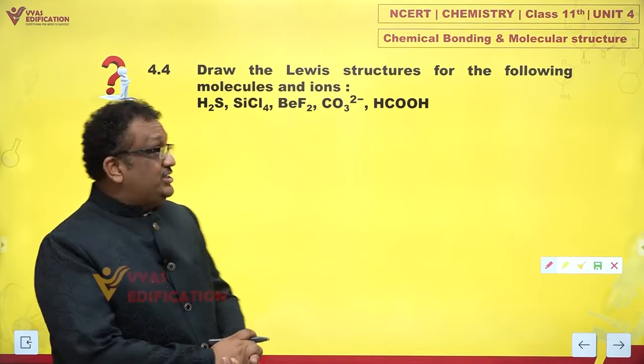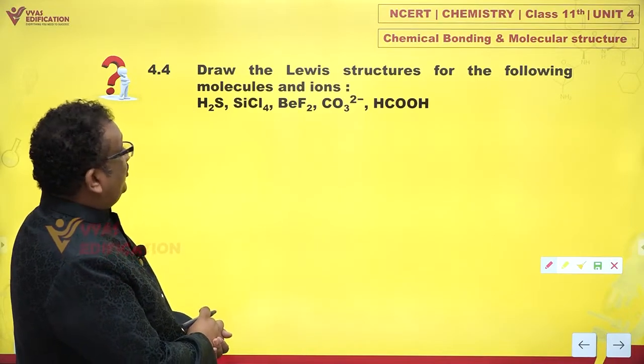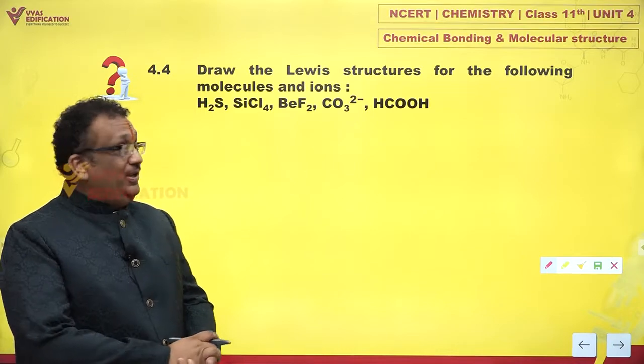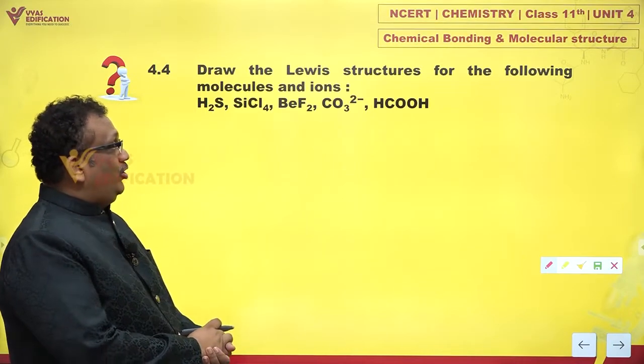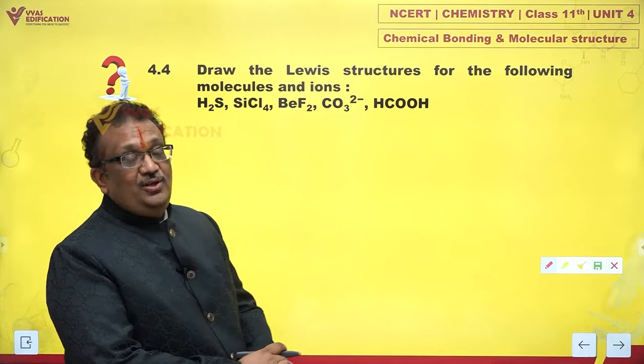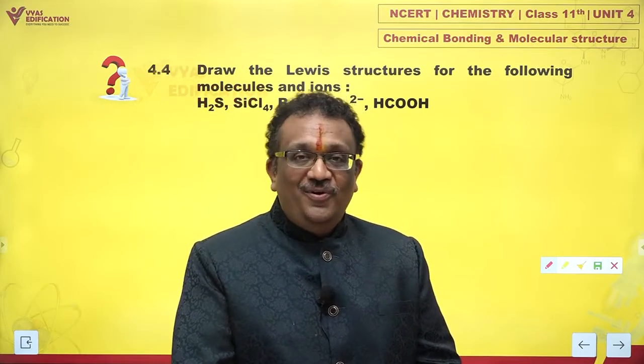Take a look at this question which says, draw the Lewis structures for the following molecules and ions. Lovely. And we have H2S, SiCl4, BeF2, carbonate and HCOOH. Let's draw them one by one.